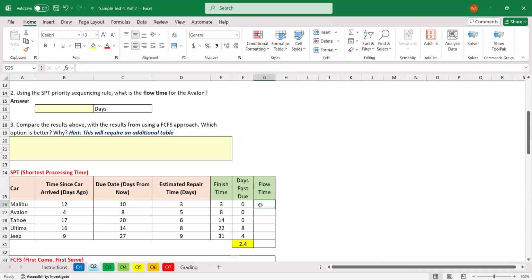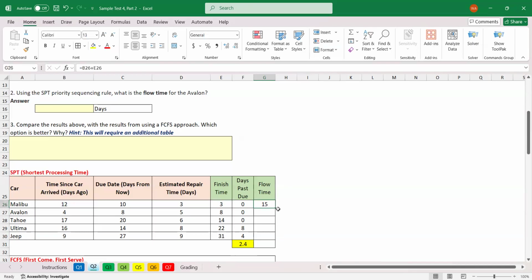The last column we have here is our flow time. For the flow time, you're basically interested in how long this vehicle would have been with this car repair shop, from the time it was received to the time we're done working on the vehicle. The time the vehicle was received is given to you here. The time it's going to take to finish working on it is given to you here. So your flow time is a function of your time since the car arrived plus your finish time.